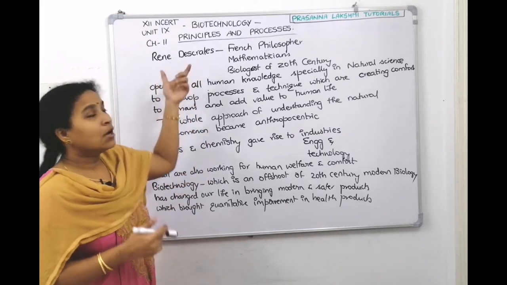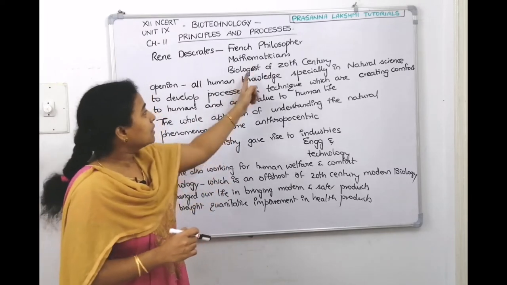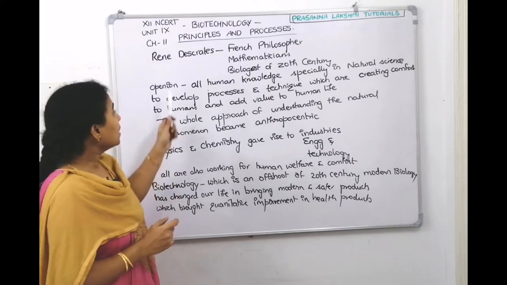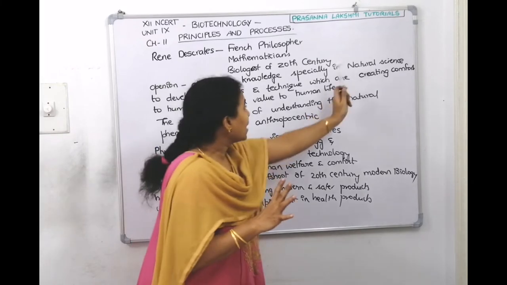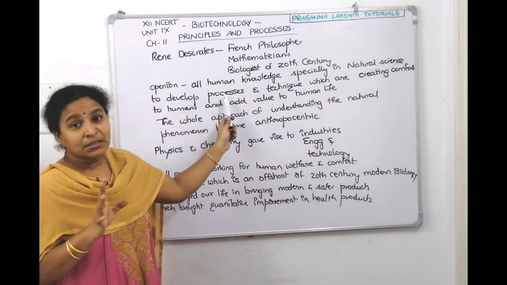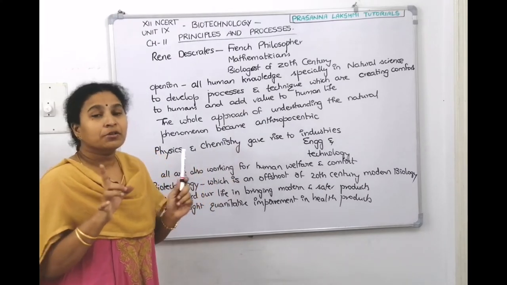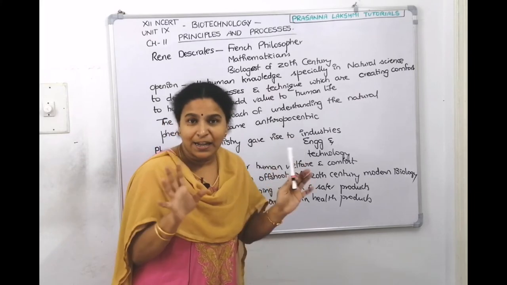Who is he? René Descartes. He is a French philosopher, a mathematician. He is a biologist of 20th century. So what is his opinion? His opinion is that all our knowledge, especially in natural science, we are developing techniques and processes which are going to create comforts for humans, and they are adding value to our life only.